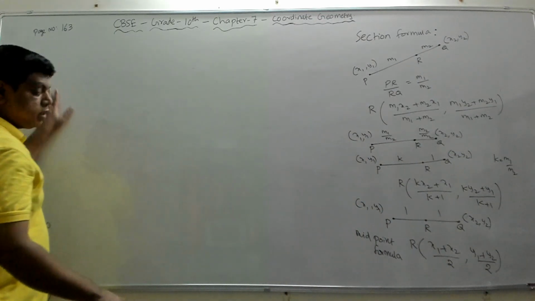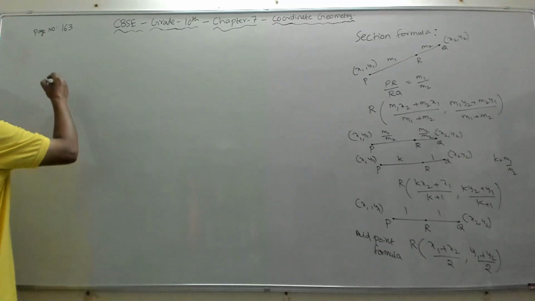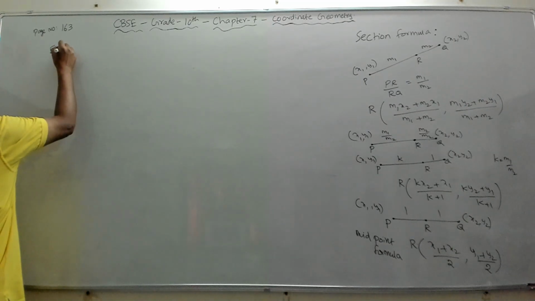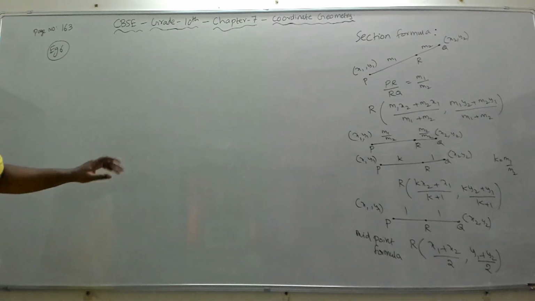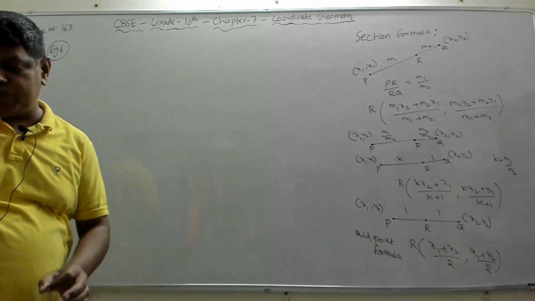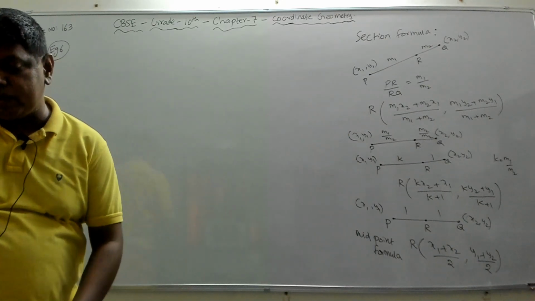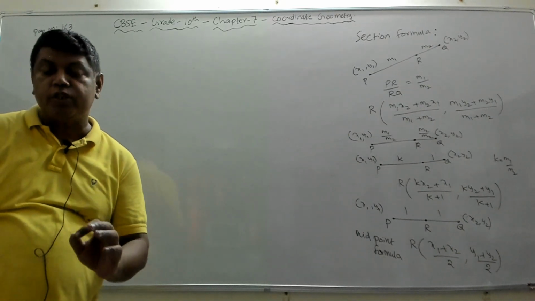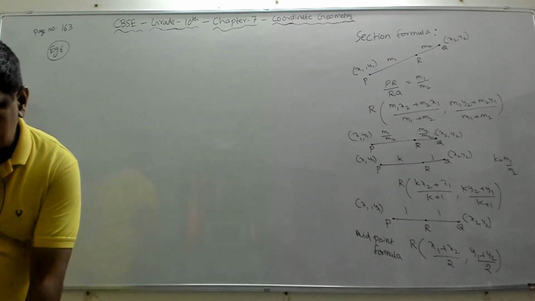So I will start with problem number 6, example 6, on your page number 164. It says: find the coordinate of the point which divides the line segment joining the points 4, -3 and 8, 5 in the ratio 3:1 internally. 3:1 internally.